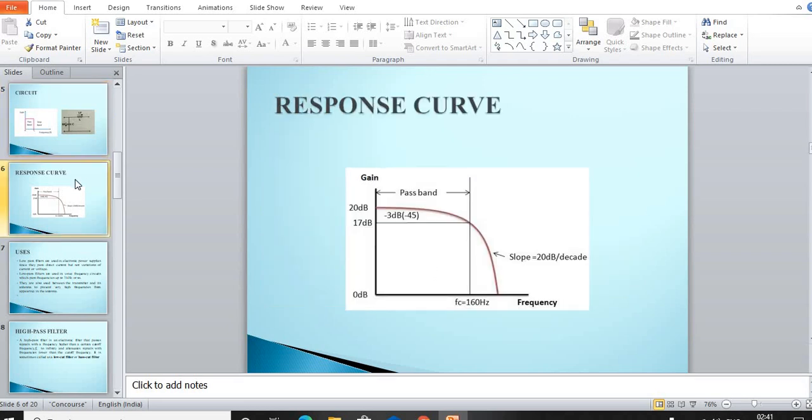And this is the response curve of the low pass filter. Here also the graph is drawn between the frequency and the gain, and the curve is shown here. The frequency starting from 0 to Fc represents the pass band, and above this Fc it will stop the frequency.